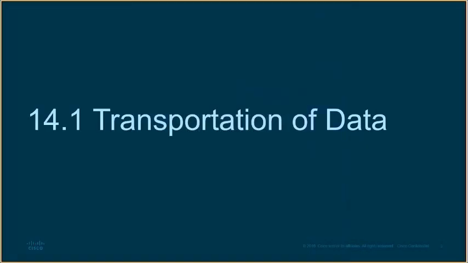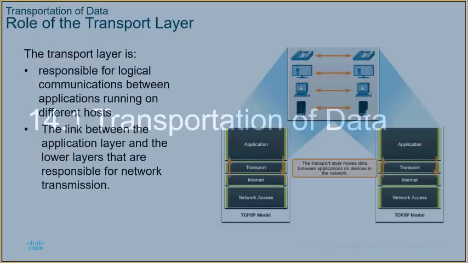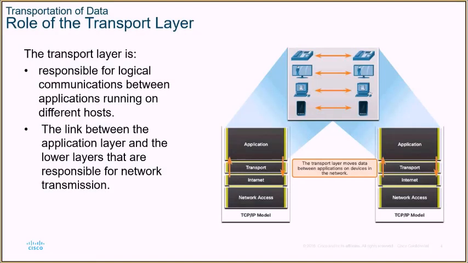Okay, so the transportation of data. The transport layer is responsible for logical communications between applications running on different hosts. It is the link between the application layer and the lower layers that are responsible for network transmission. The application layer, of course, is what requests that transport to be done. And it's the transport layer that receives it at the destination machine and gives it to the application on the destination machine.